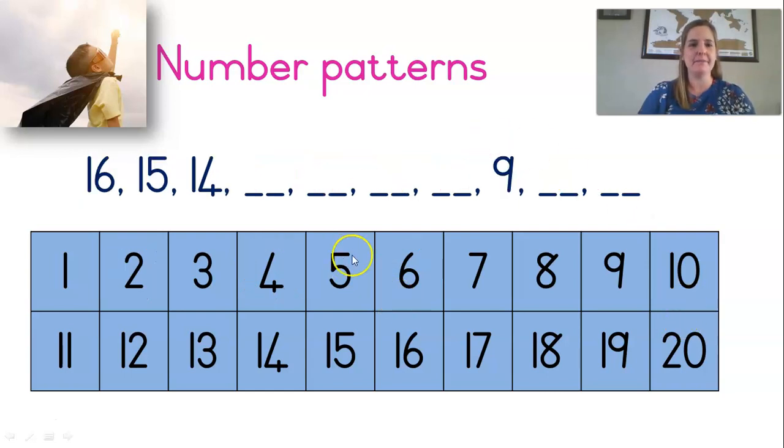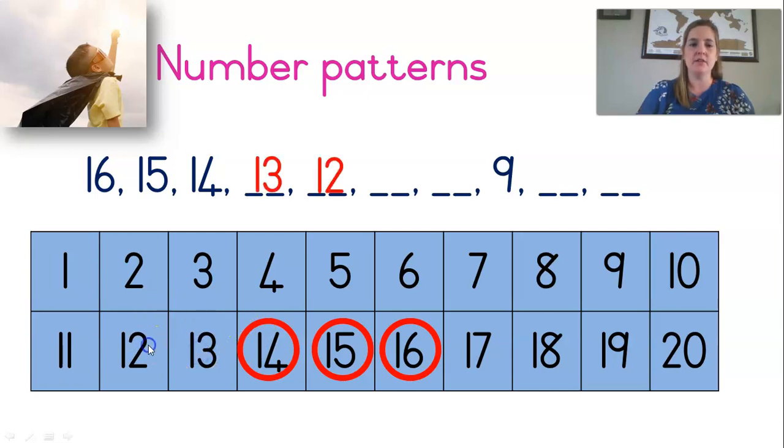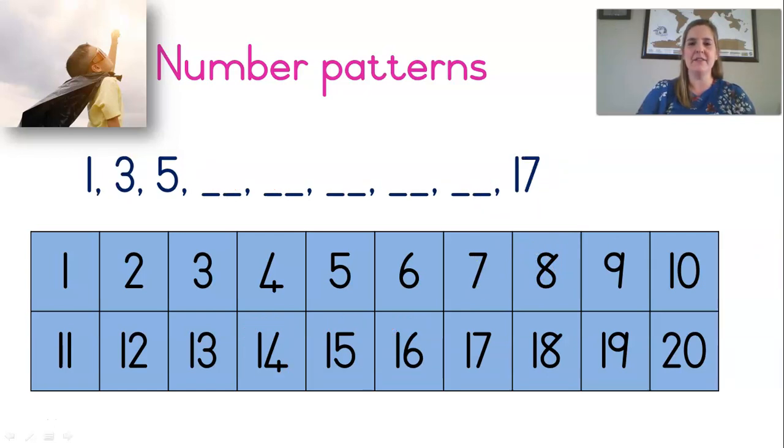Okay, another one. 16, 15, 14. Are we getting bigger or smaller? Smaller. By how much? Just 1. Okay, that helps us. 16, 15, 14. What's next? 13, 12, 11, 10. And we've got a check. Yes, checkpoint 9, 8, 7. Well done. We can figure out almost anything.